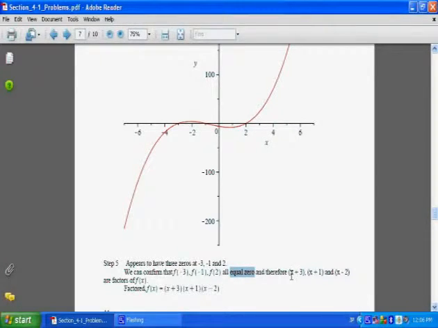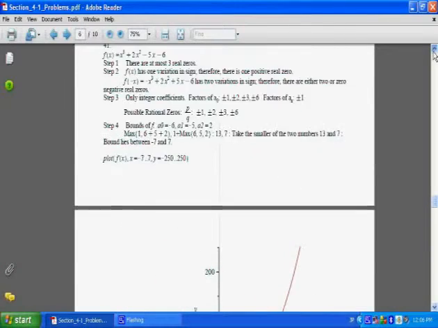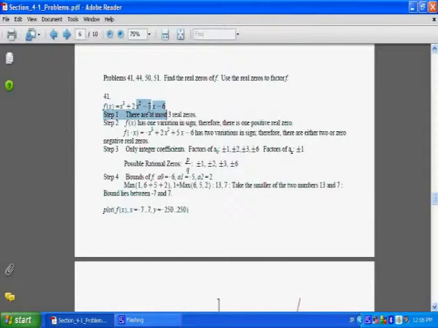And therefore, x plus 3, x plus 1, and x minus 2 are all factors of f of x. So you can just put them together and show it. f of x factored is going to look like this: x plus 3 times x plus 1 times x minus 2. And if you expand that out, you'll see you'll end up getting the original polynomial which you were given up here.